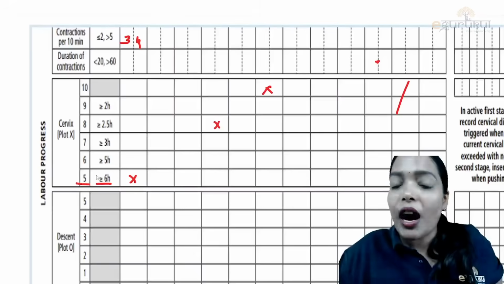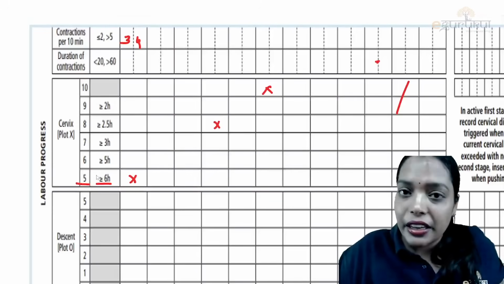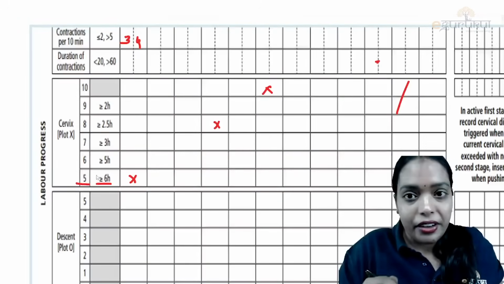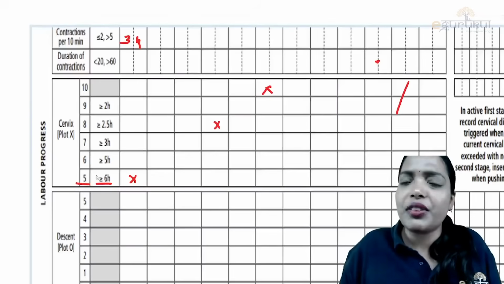It means that in this new WHO Labour Care Guide, even if the progress of labor is less than 1 centimeter per hour, it is still fine. Very new point, right? These are only the changes which we have.